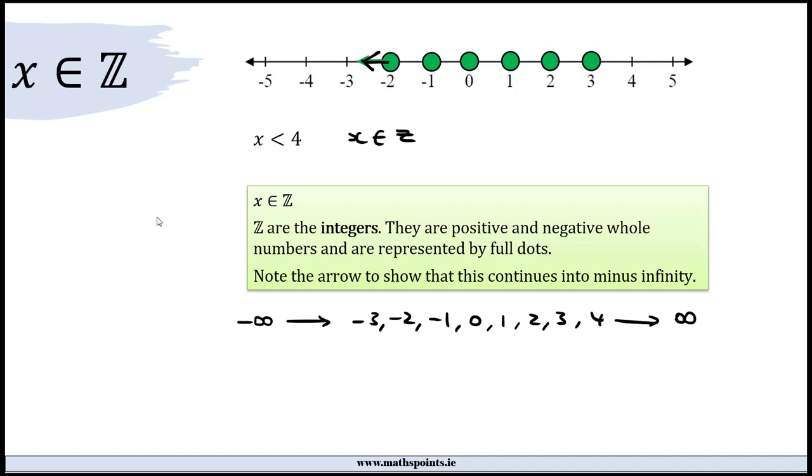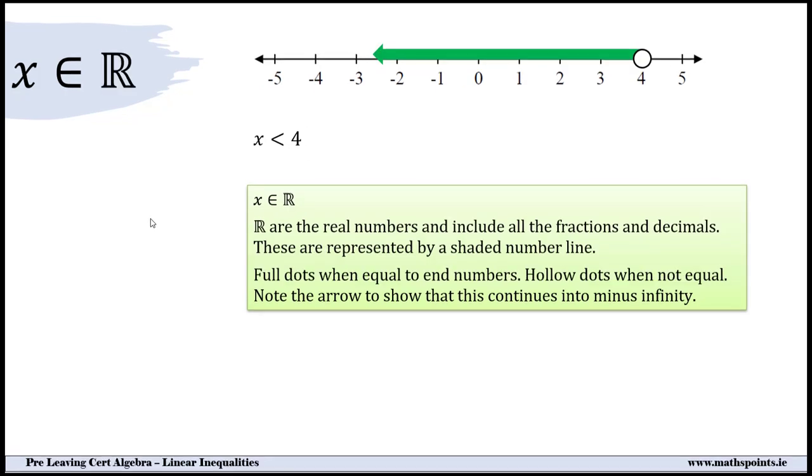Okay, the final type of number that we're going to look at in this is going to be the real numbers. And so real numbers are obviously all the positive and negative whole numbers, but they also include all the fractions and decimals that lie in between. So if I have the final line of a sum that says x is less than 4, and in the sum I've been given the instruction that x is a real number, well, it also includes things like 2.5.